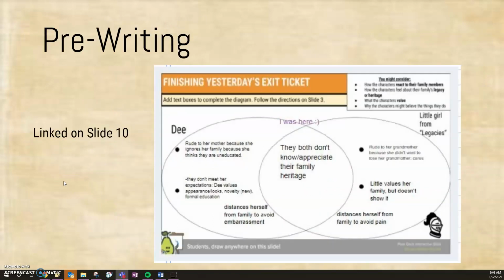Next, we'll need to complete our Venn diagram pre-writing. If you haven't already opened up slide 10 on your essay slide deck, please do so and click the link. Then you will need to complete the Venn diagram on that page so that it looks exactly like this one. In the center, you should write down that both characters, Dee and the little girl from Legacies, don't know or don't appreciate their family heritage.